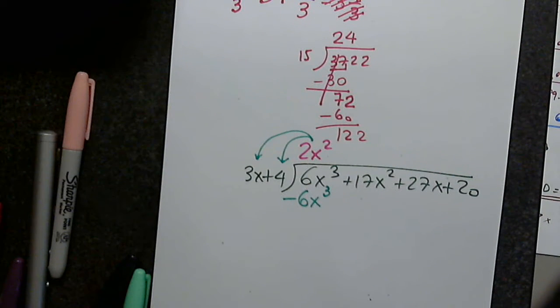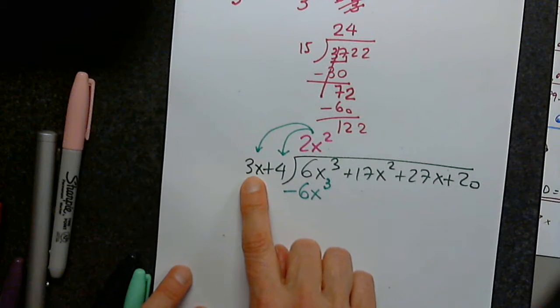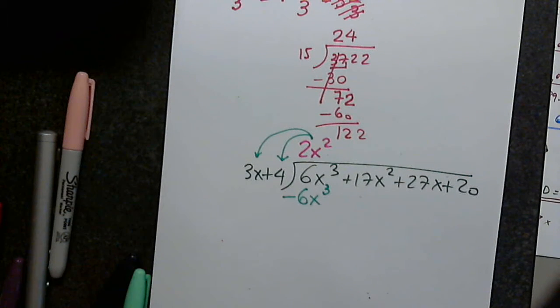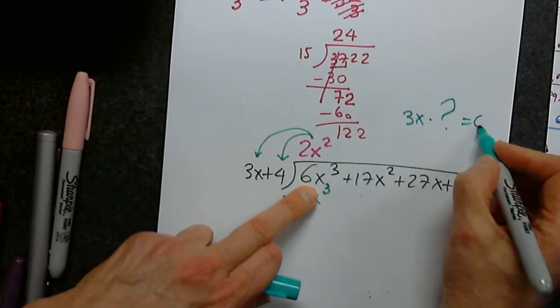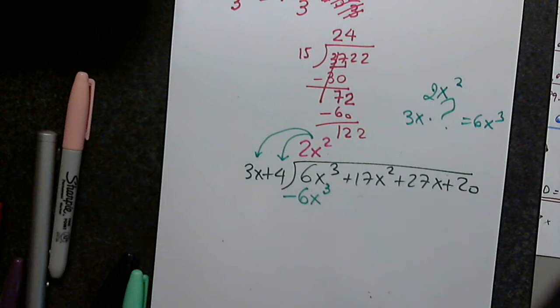Can you rewind back a little bit? Say it again. 2x squared times 3x is 6x cubed. How did you get 2x squared? I'm asking myself, 3x multiplied by what is 6x cubed? So I need a 2 and an x squared. Better?